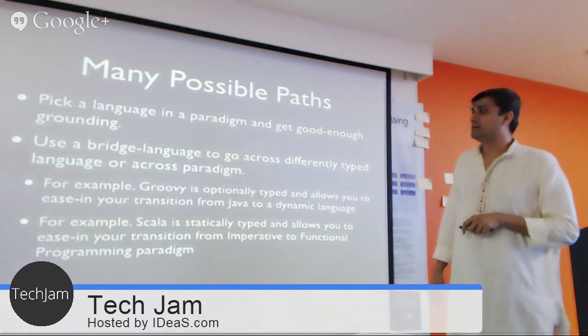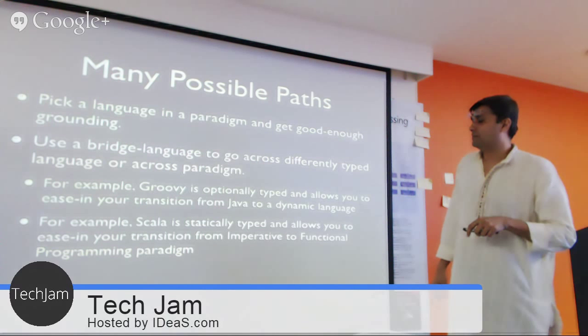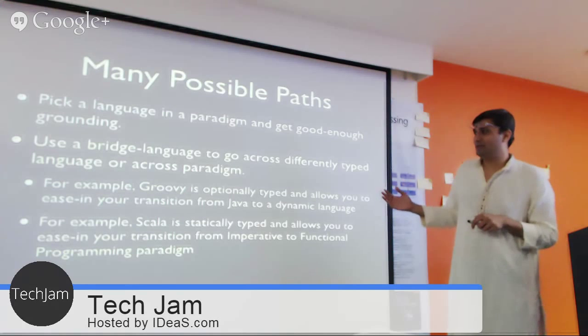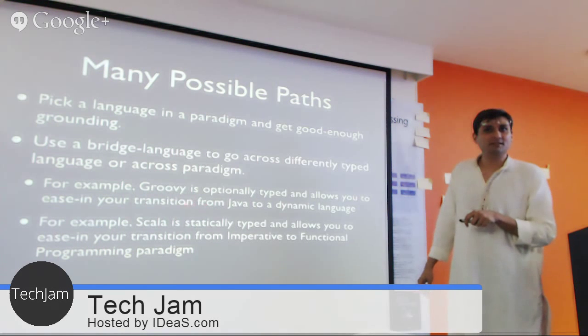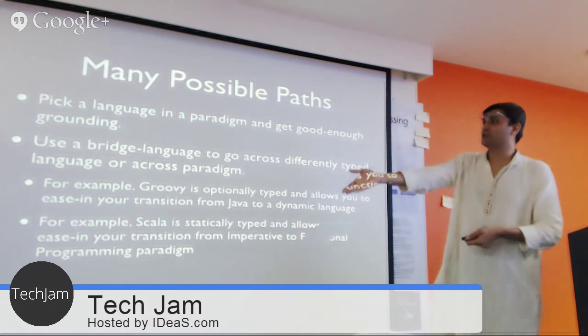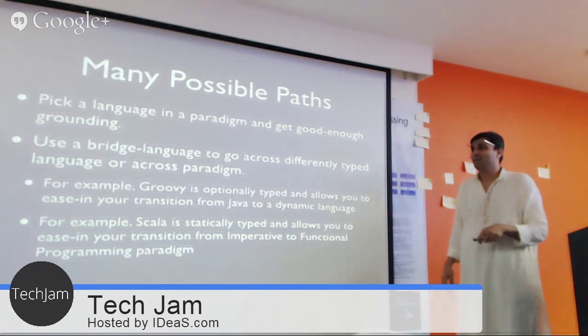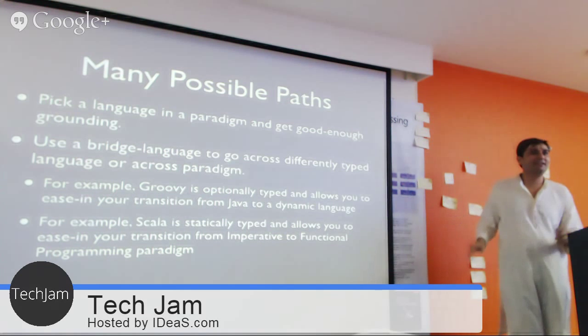Whereas if you want to go from static to dynamic typing, and at the same time be a bit functional, then Groovy is a good one. But if you want to go pure functional, Clojure is the one. So there are many possible paths.